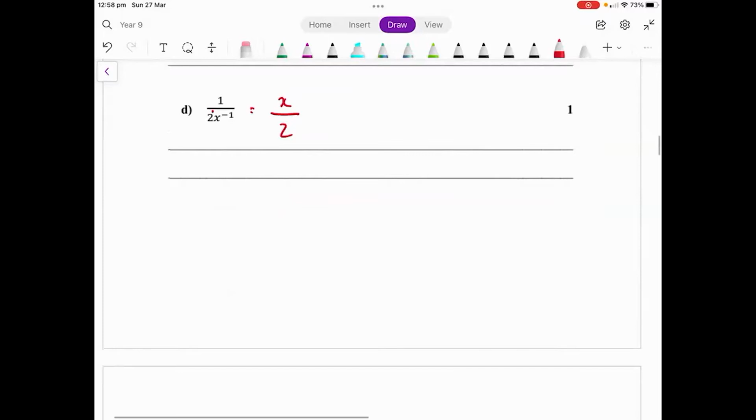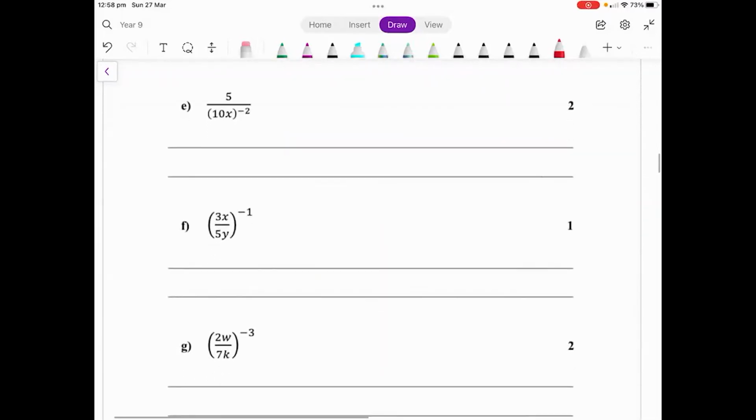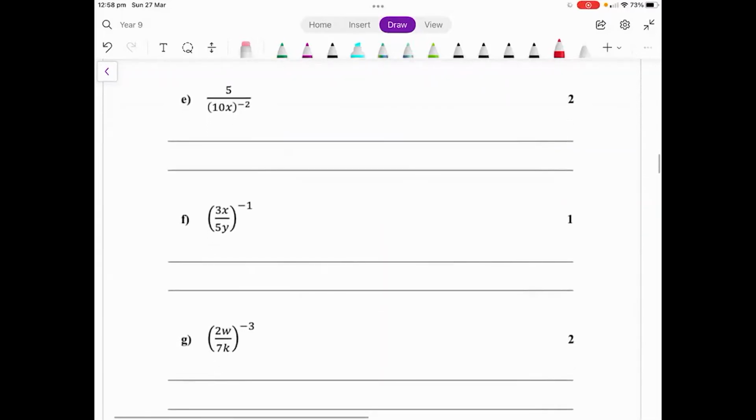Question E, we move 10x from the denominator to the numerator first. So that gives us 5 bracket 10x all squared. Then we need to expand those brackets. So we leave the 5 alone, 10 squared becomes 100, and x to the power of 2 is x squared. And then we need to expand the bracket by multiplying by 5, so 5 times 100x squared becomes 500x squared.